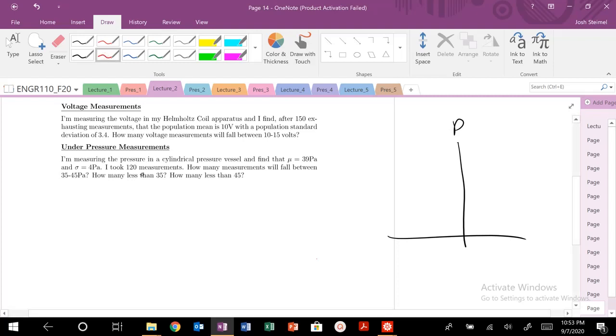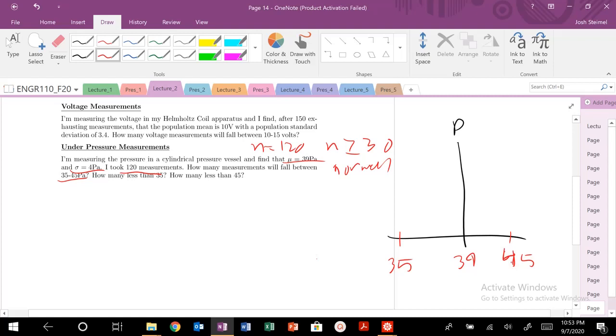So we're measuring pressure in a cylindrical pressure vessel. We find that mu is this, sigma is this. We took 120 measurements, so n equals 120. n is greater than or equal to 30. Assume normal. How many measurements will fall between 35 and 45 pascals? So let's write down. Our mu is 39, and our sigma is that. The first question is asking how many are going to fall between 35 and 45 pascals.